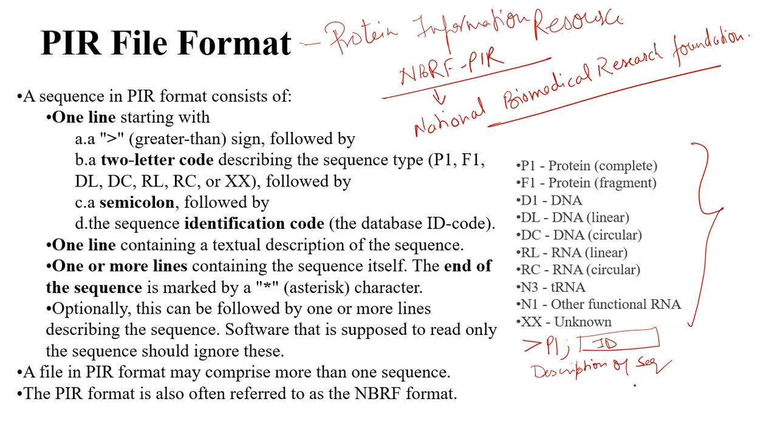The files we have seen so far ended with a backslash, but here it ends with an asterisk mark. Optionally, this can be followed by one or more lines describing the sequence.